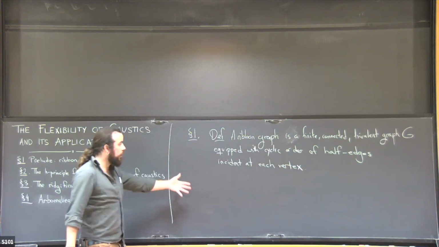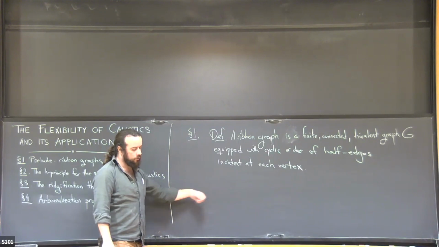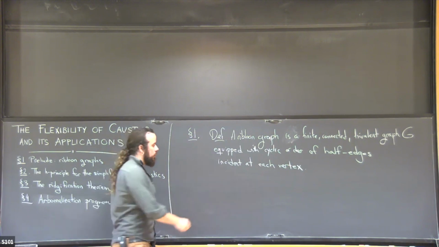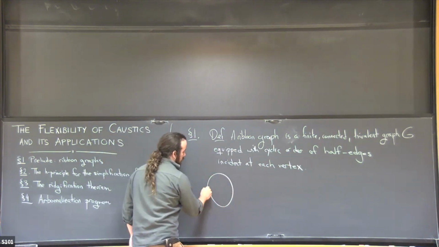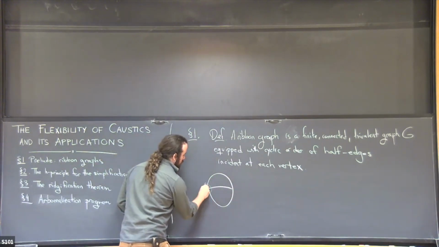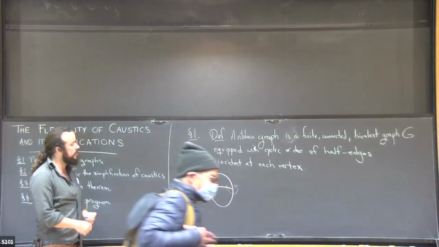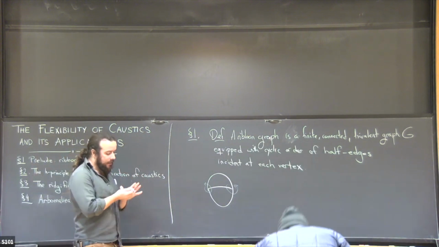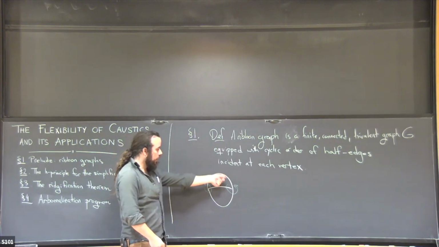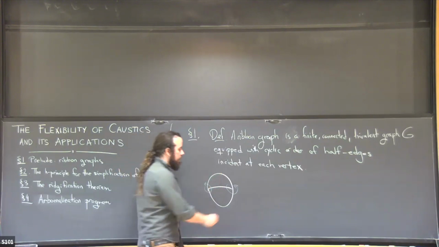Okay, so if I draw it on the blackboard, then the orientation of the blackboard will specify for me the cyclic order of the half edges. So for instance, I could draw a graph like this, and then it will be understood that the cyclic order of the half edges is given by the plane. And I can thicken this ribbon graph by thickening each edge to a strip, and each vertex to a disk, and I will get an open Riemann surface.